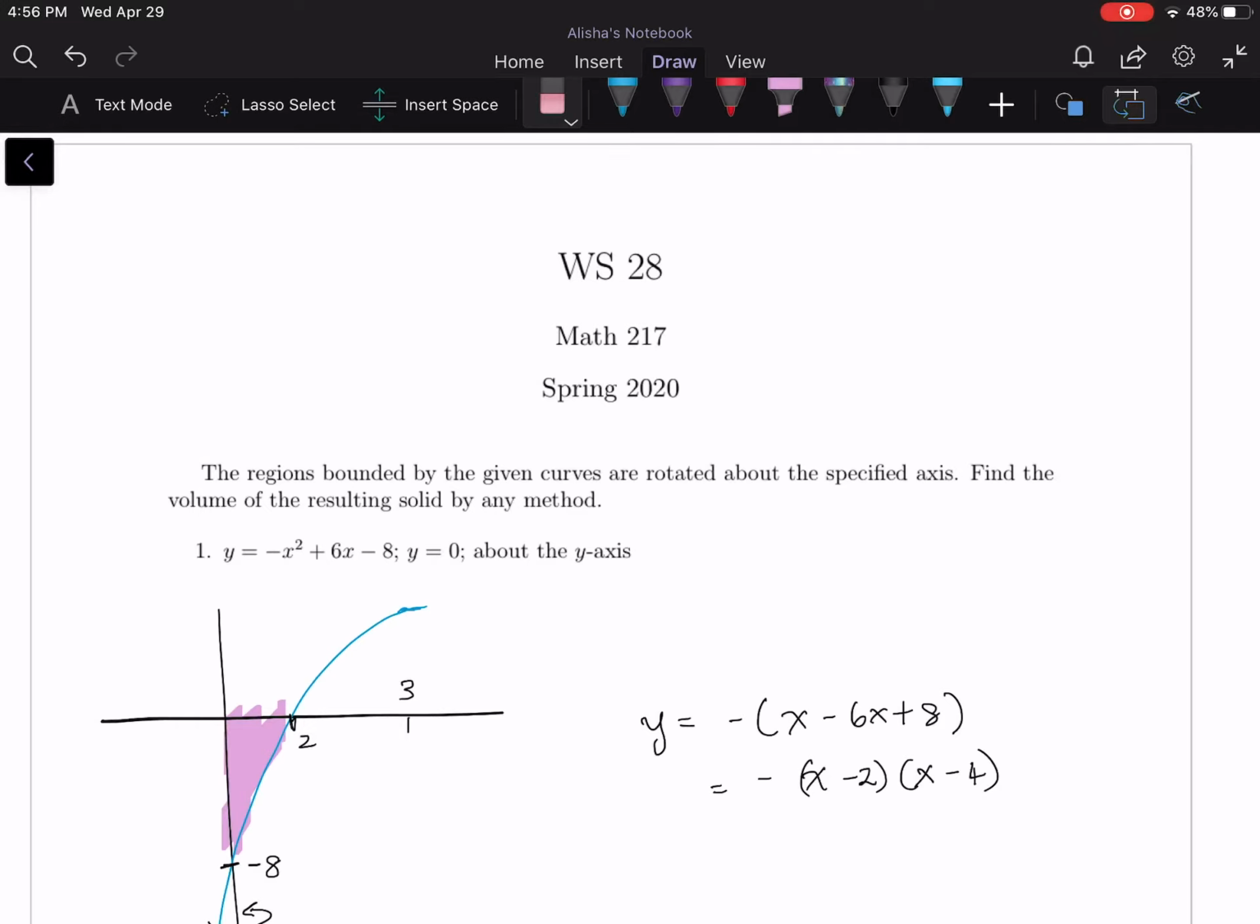Everyone, let's start taking a look at worksheet 28. This worksheet is all about volume of solids of rotation. With each of these questions, we'll always have the choice whether to chop parallel to the axis of rotation or to chop perpendicular to this axis.